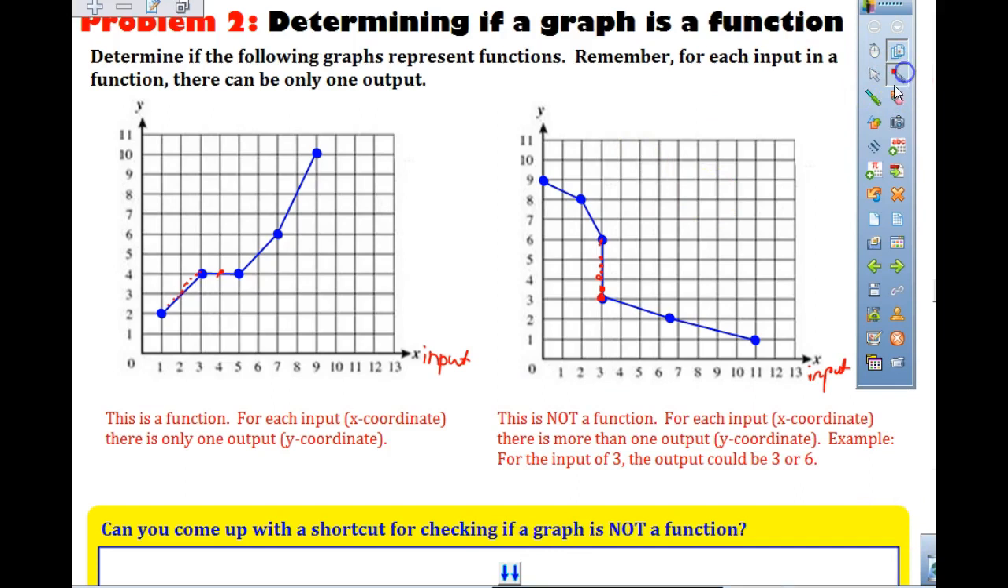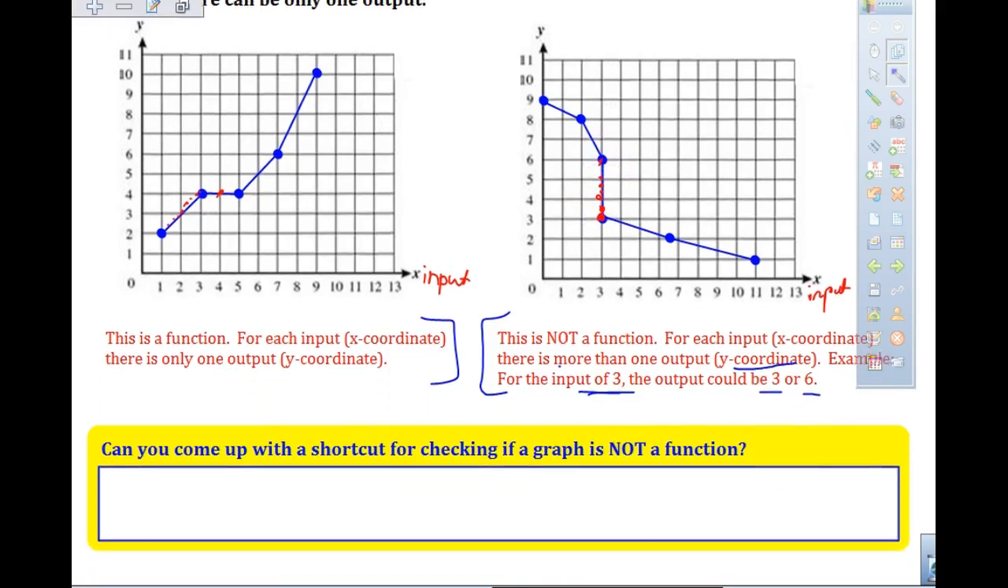And here is what I would like for you to write down as you are looking at that. The reason that this one is not a function is that for each x-coordinate there is more than one output y. For the input of 3, you could have an output of 3, you could have an output of 6, you could have an output of any number in between 3 and 6. So because of this, all along here, that means it is not a function.